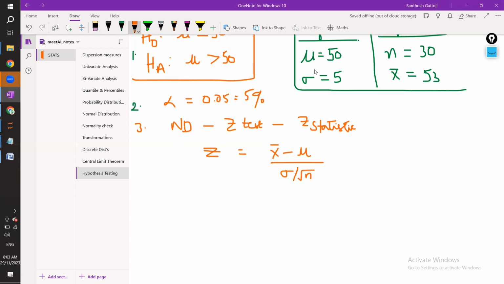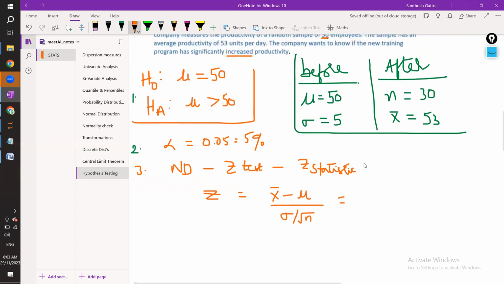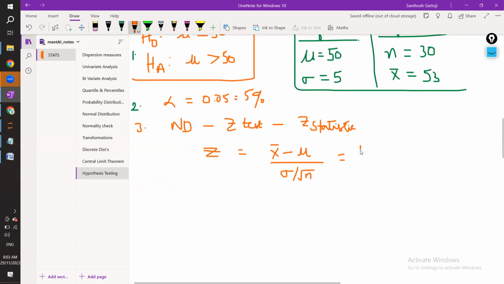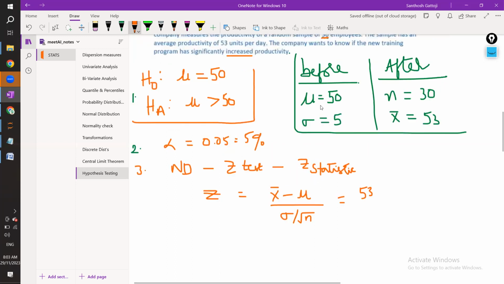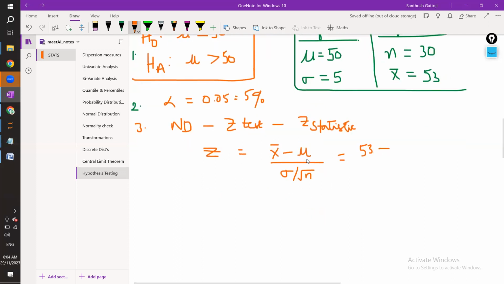Because if the population standard deviation equals rho, our sample standard deviation will be rho by square root of n. Now, if you put these values, what is x bar? X bar is 53. They did not give us the sample standard deviation. So if the population standard deviation equals 5, and the samples are sufficient, then you can take the sample standard deviation as rho by square root of n. N is the number of samples. Minus what is mu, guys?